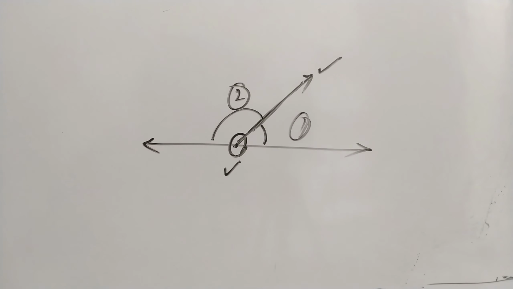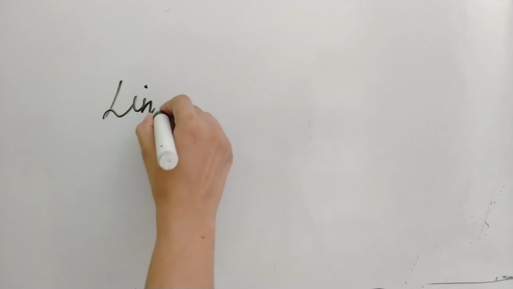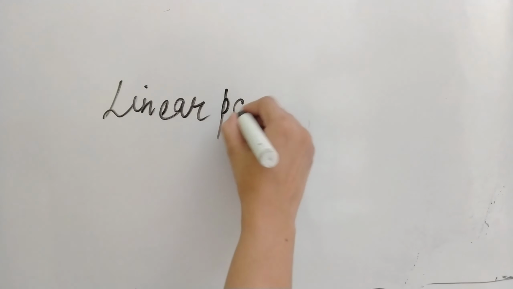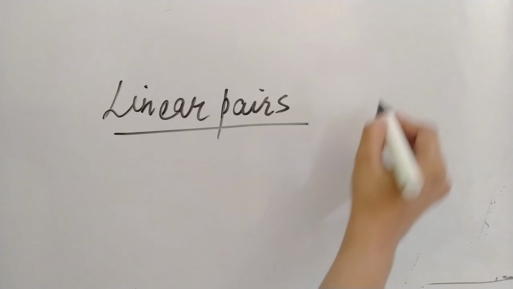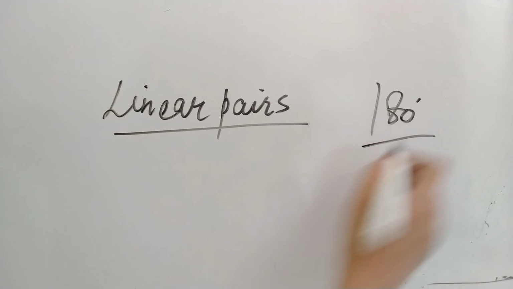Or simply you can say both angles are touching each other. That's why they are adjacent angles. So following this, we'll apply our definition now. Before moving ahead, what are linear pairs? Linear pairs are those angles whose sum is 180 degrees.